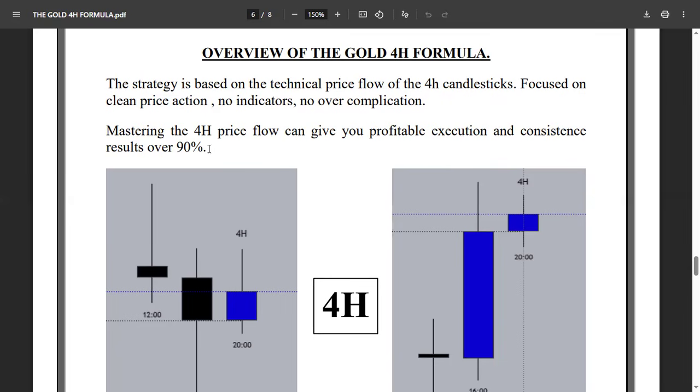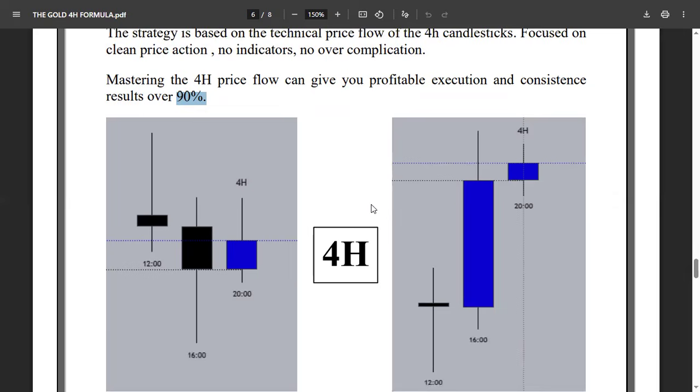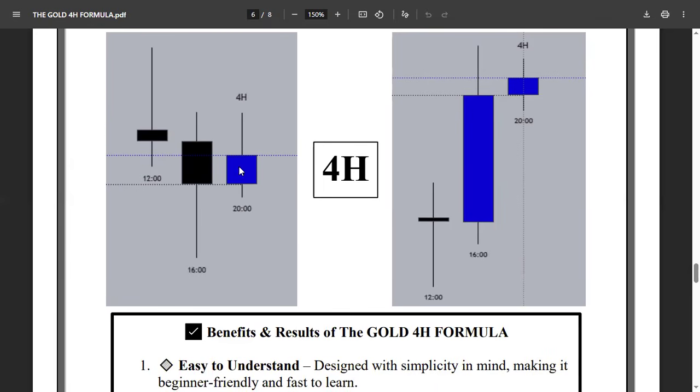Now, since I've started trading this program, it is a 90% winning rate. 90%. And I'm going to teach and expose this in the case studies, but it is very, very profitable. And of course, you can use any candle. You just have to choose which candlestick of a 4-hour you need to trade.